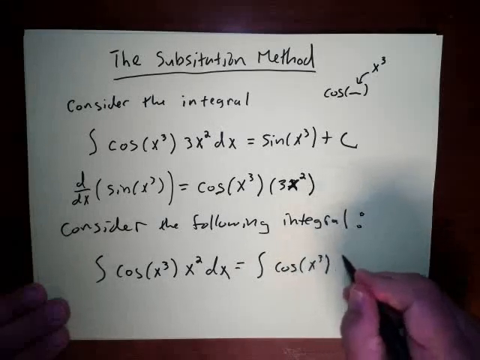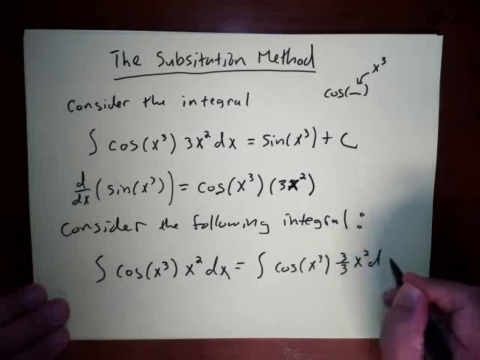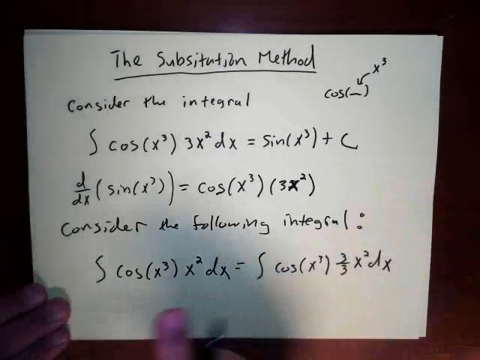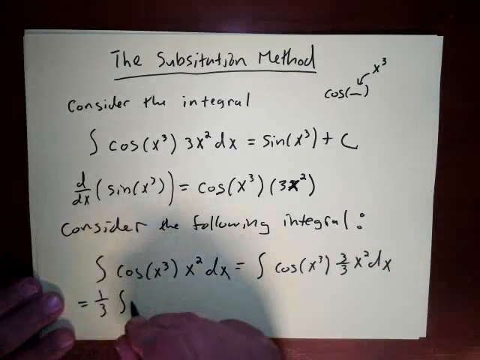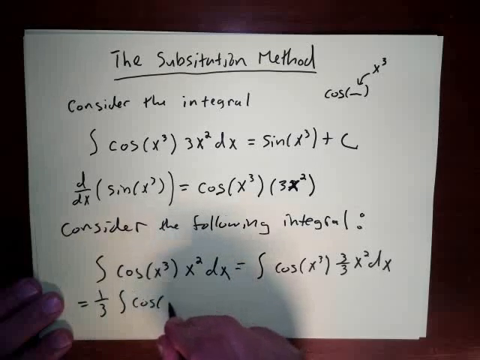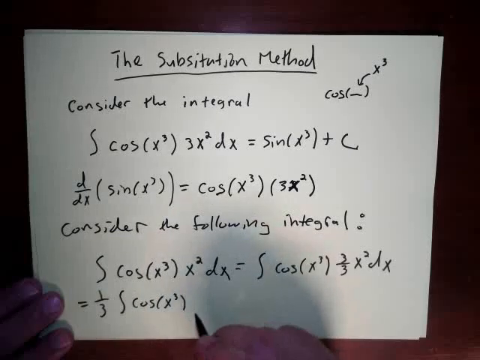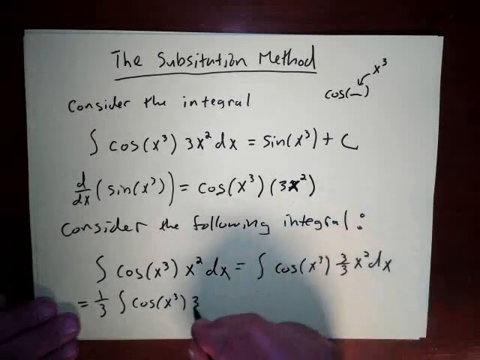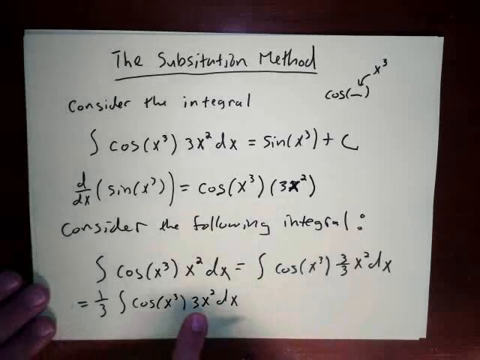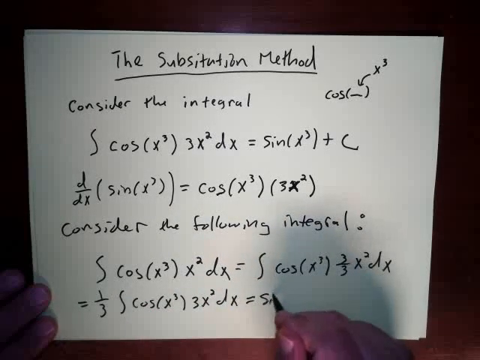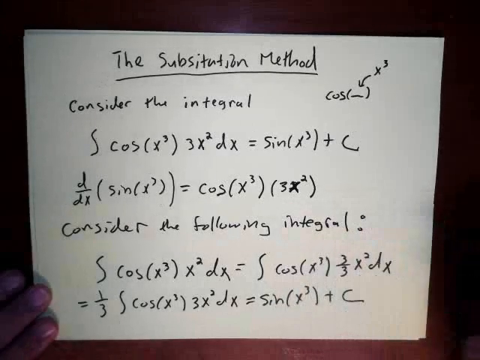Okay, so I could do like 3 over 3, which is like 1, right? And then I could pull the 1/3 out. And then I would have cosine of x cubed, and then I would have the derivative here on the outside, and so then I could reverse and I could do sine of x cubed plus c.